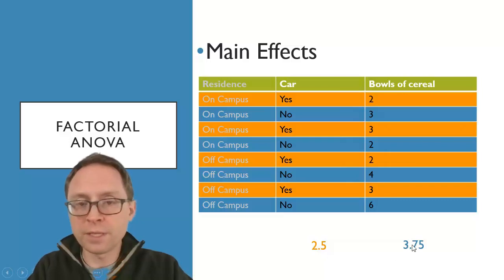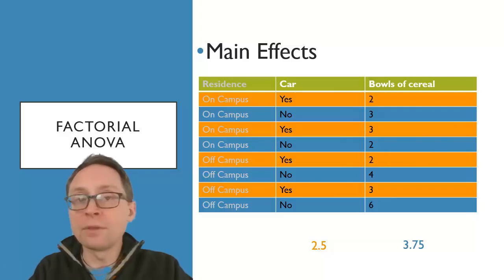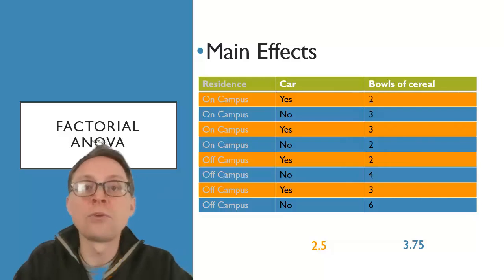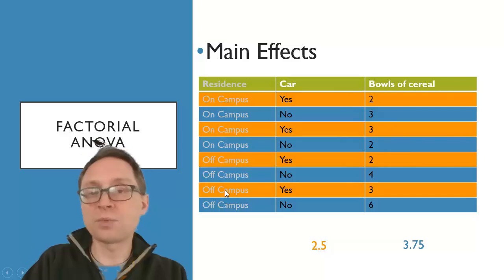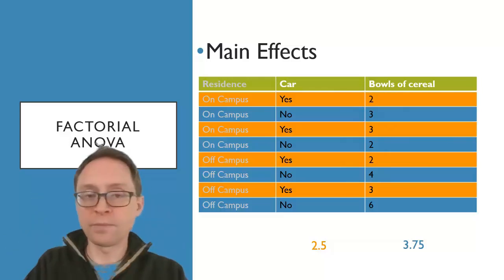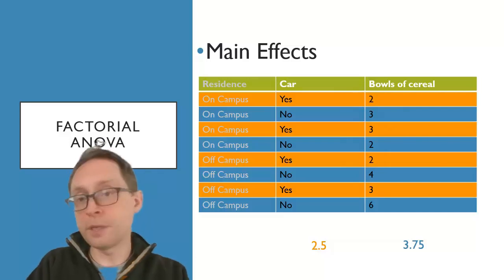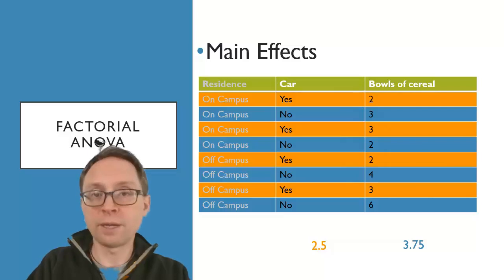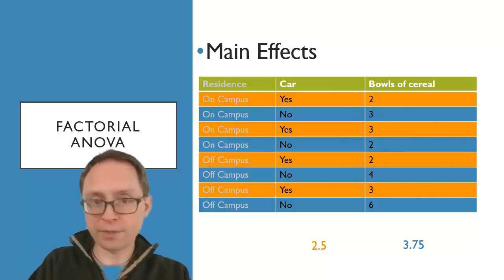Does that make sense? Okay, so whenever you're doing this, you will have as many main effects as you have factors. You have the same number of main effects as you have factors. And an analysis of variance is going to give you a statistic for each of those main effects. It is going to look at on campus compared to off campus, that's one main effect. And then it's separately going to look at yes car compared to no car, that's a separate main effect. All right. Main effects are each factor on the dependent variable by themselves. Looking at the levels of each factor on the dependent variable without the influence of the other factor. Okay.